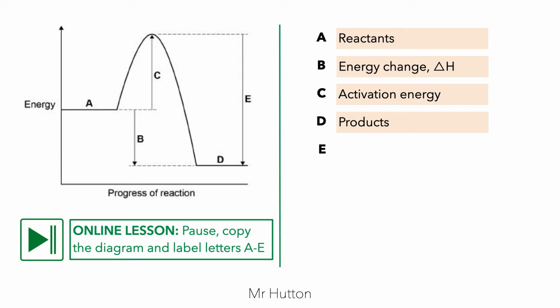D is our products, and as you can see in this diagram, our products are lower than our reactants, so we've actually got a negative energy change, so energy must have been given off to the surroundings, therefore this would be an exothermic reaction. Then line E is our bond making energy. That's the energy released when new bonds are formed. If you remember, initially we have to put energy in, which is A, the activation energy, and then energy is released when the new bonds form, and that's E on the diagram.